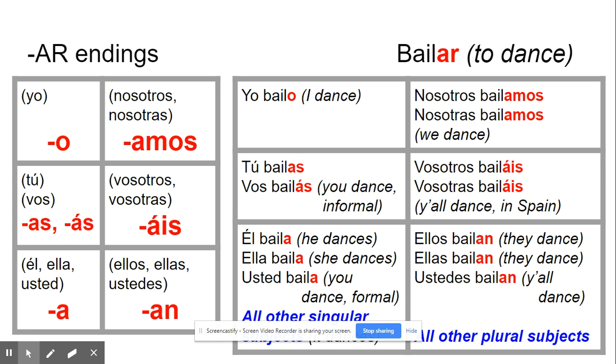Amos goes with subjects of nosotros and nosotras. Ais goes with vosotros and vosotras. And an goes with ellos, ellas, and ustedes subjects. So how did we do this? Let's review this real quick.